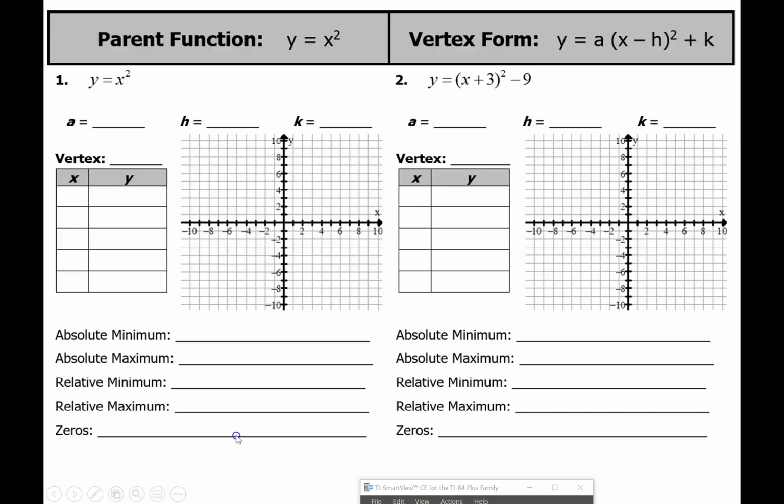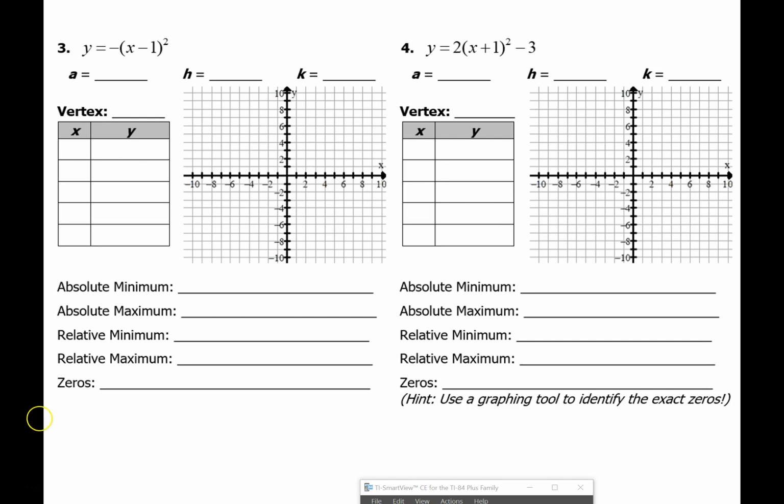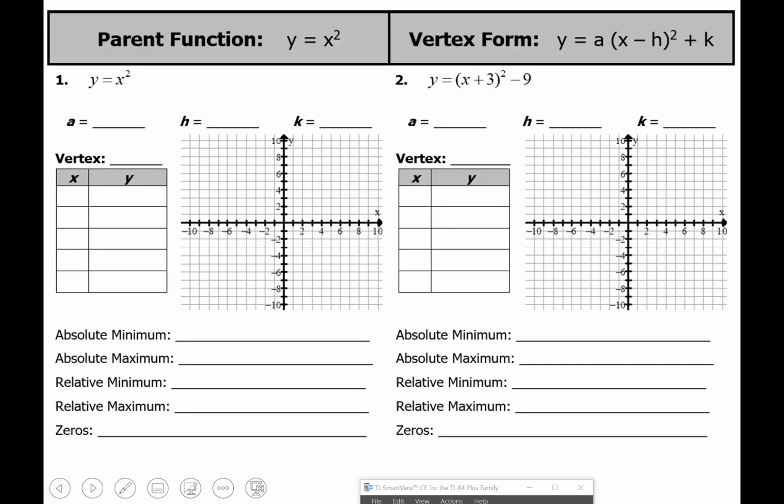All right, so let's do a couple of examples of graphing without a calculator so that we can see what happens with this. So the first thing we're going to do is just the parent function. y is equal to x squared. If I were to write this in vertex form, then I would have 1 times the quantity x minus nothing squared, plus nothing. What I've done here is I've given you an a value of 1, an h value of 0, and a k value of 0. So our vertex is still going to be 0, 0.